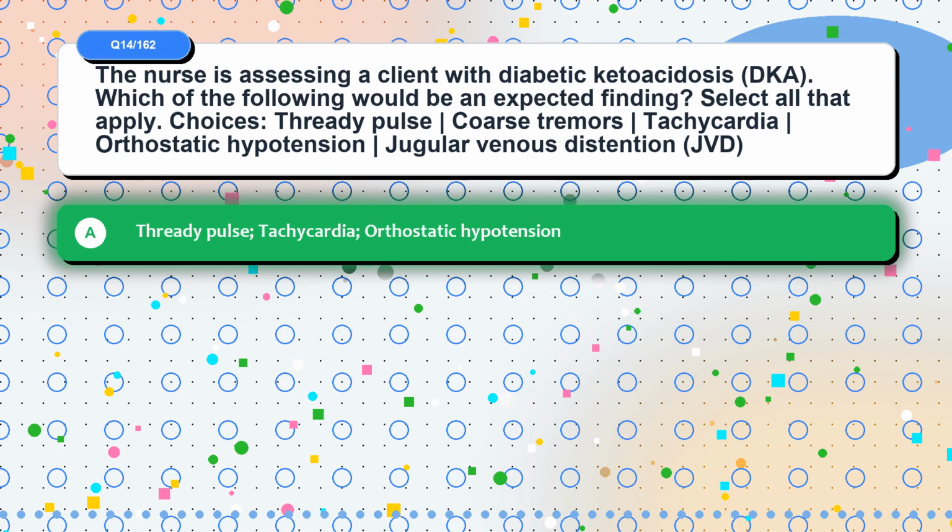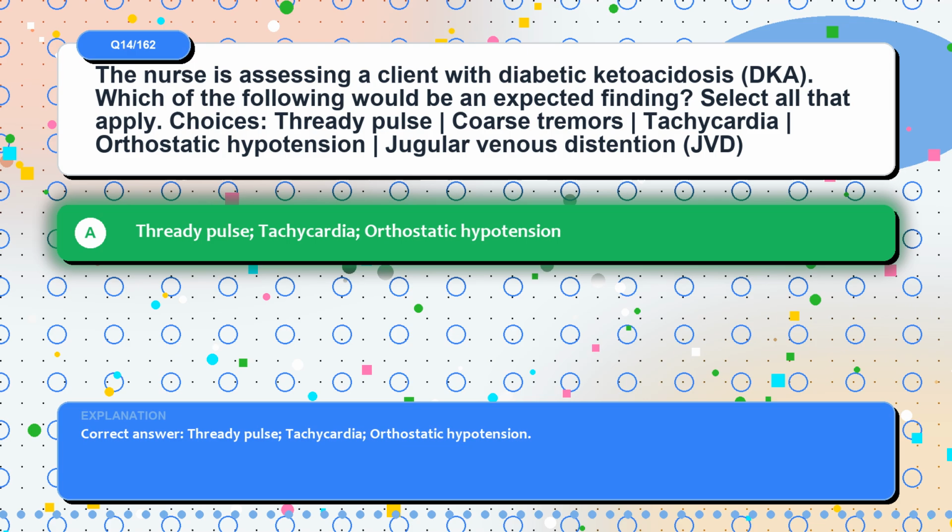The correct answer is option A. Thready pulse, tachycardia, orthostatic hypotension.